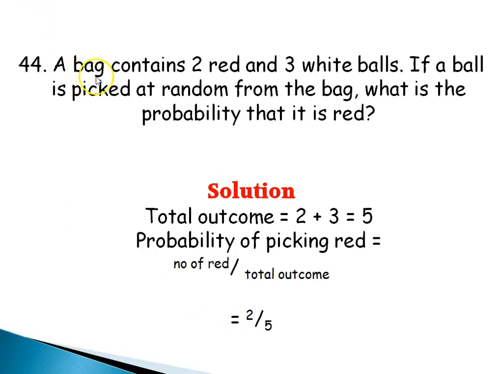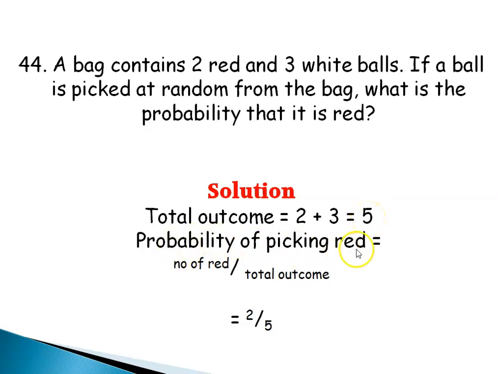Question 44. A bag contains 2 red and 3 white balls. If a ball is picked at random from the bag, what is the probability that it is red? So first thing we need to do is to find the total outcome, which is 2 plus 3. That's the total number of all the balls in the bag. 2 plus 3 is 5. That's what we call our total outcome.